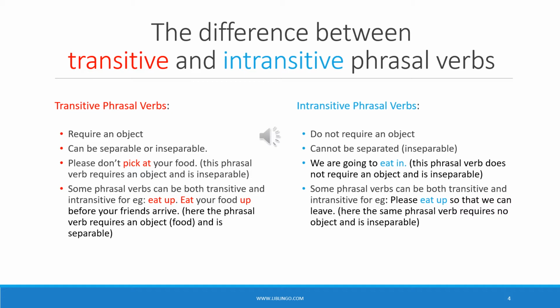Intransitive phrasal verbs do not require an object. They cannot be separated, they are inseparable. For example, we're going to eat in. This phrasal verb does not require an object and is inseparable. Some phrasal verbs can be both transitive and intransitive. For example, eat up so that we can leave. Here, the same phrasal verb requires no object and is inseparable.